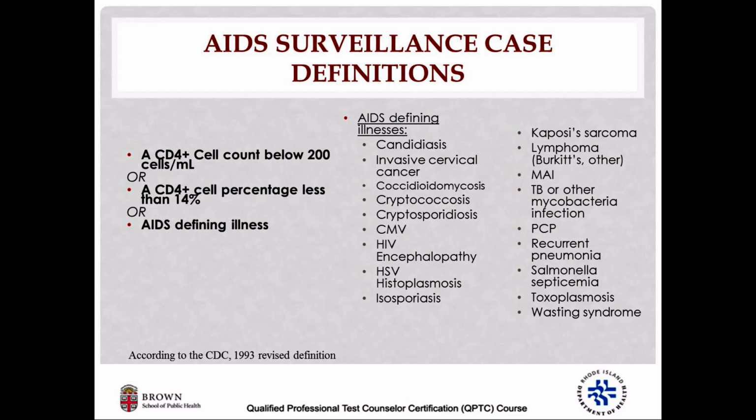And these are a number of AIDS-defining illnesses. These are opportunistic infections, a list of diseases that you can get when your immune system is suppressed. Again, these are things that are circulating in the environment and our normal immune systems are able to fight off. But once your immune system falls below a certain level, you're much more likely to get a list of these.